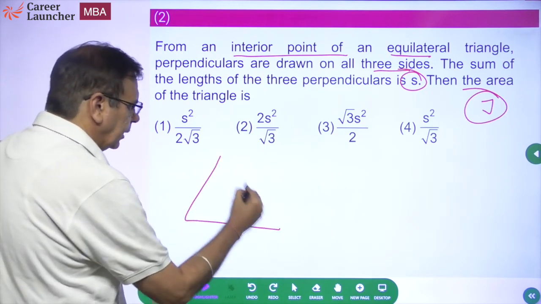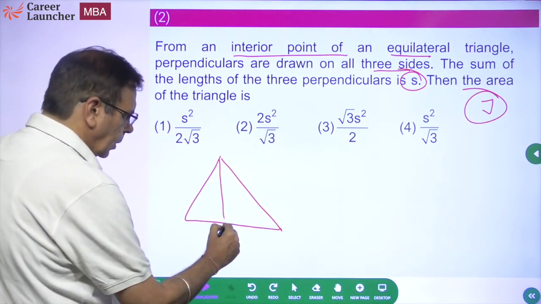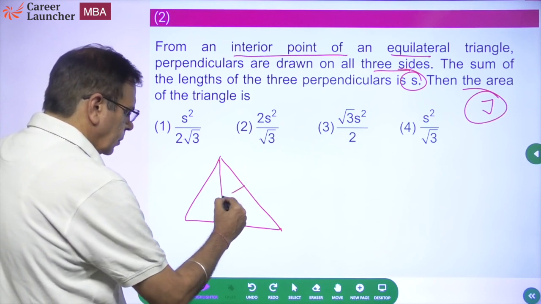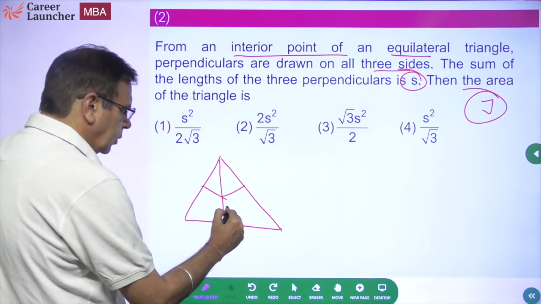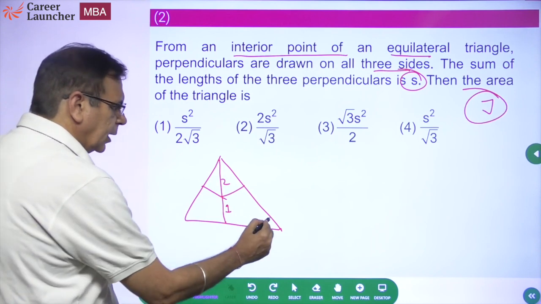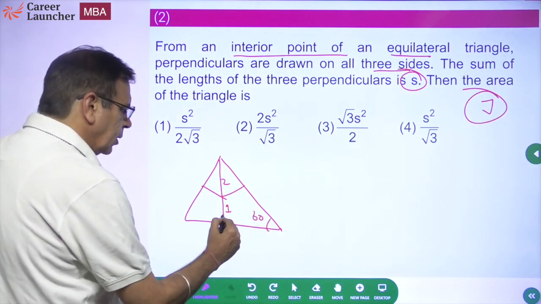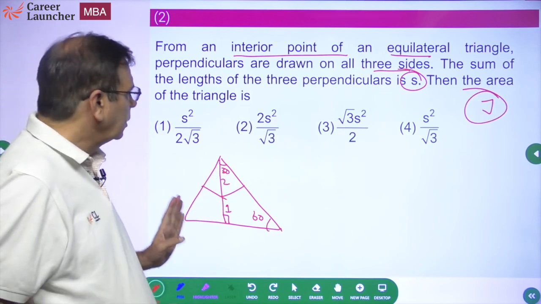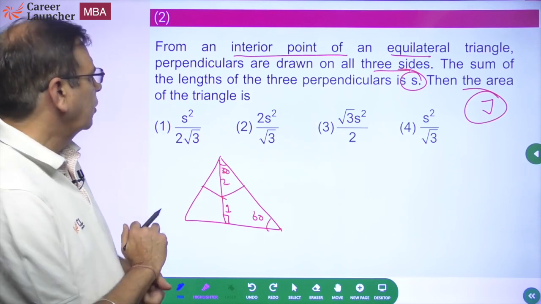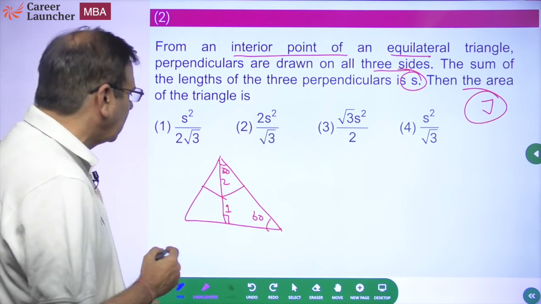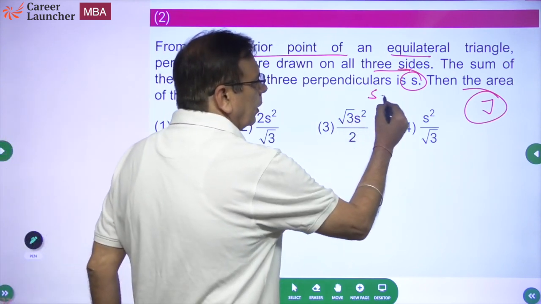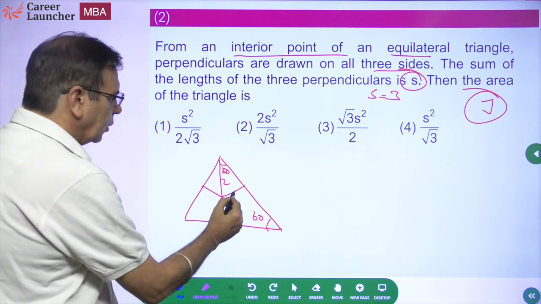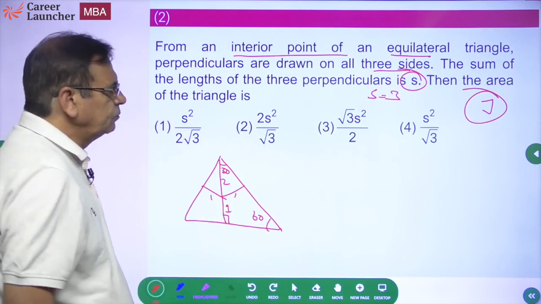Okay. So effectively, from our point of view, okay, this is 1, this is 2. This is an equilateral triangle, so this is 60 degrees. This is 90, so this is 30. Right? Now, what do we need to find? The sum of the lengths of the 3 perpendiculars is S. So in our case, S will be equal to 3, because this is 1, this is 1, this is 1, right?